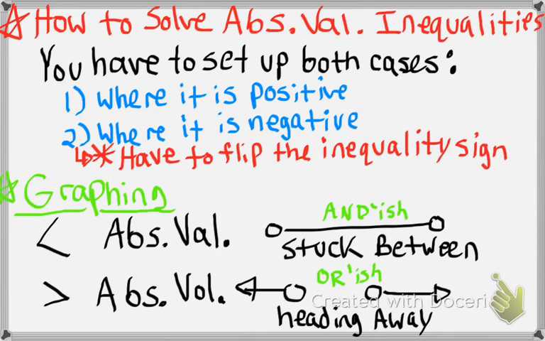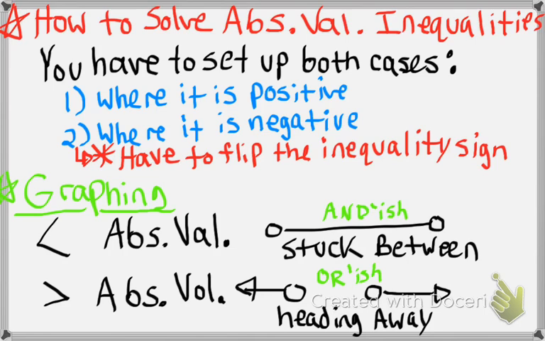Okay, so first jot down some of these notes. In general, how to solve absolute value inequalities is you have to do what I just said. You have to set up both cases. One, where it's a positive number on the right side, or on the other side, whatever, outside the inequality. And two, where it's negative. But there's a special thing. When you make it the negative version, you have to flip the inequality sign. And I'll slightly explain why in just a minute, but we'll get to that. So get those written down.